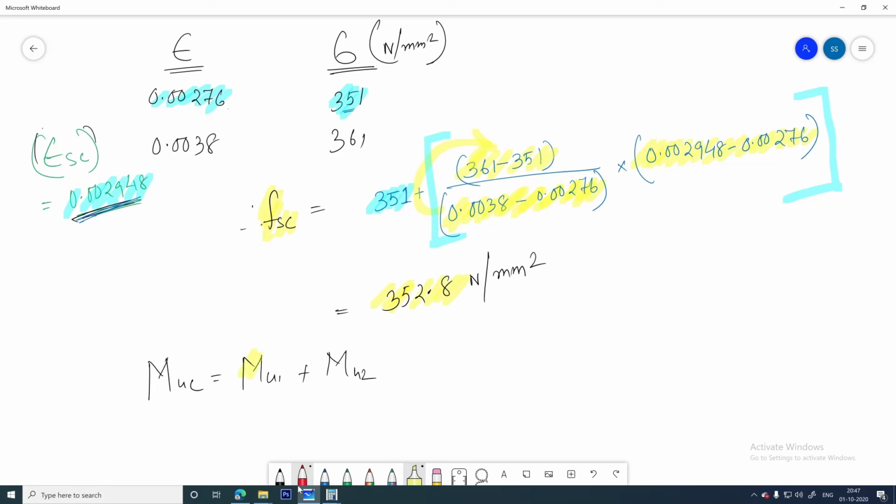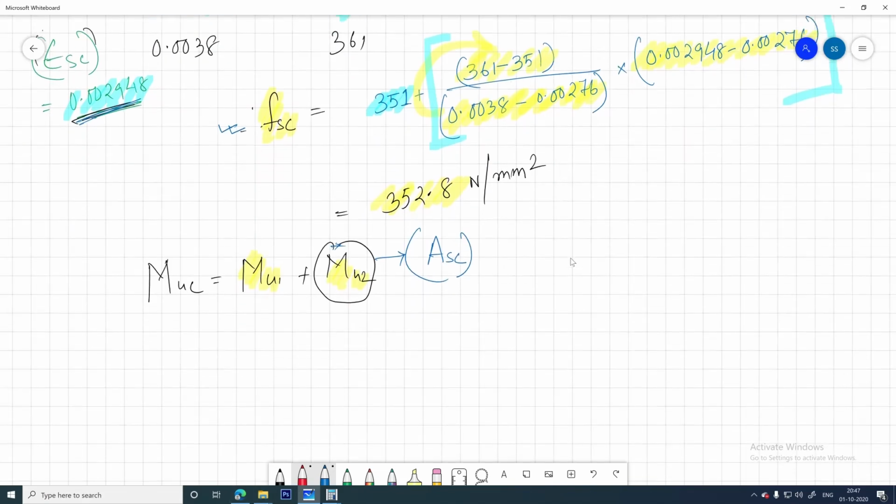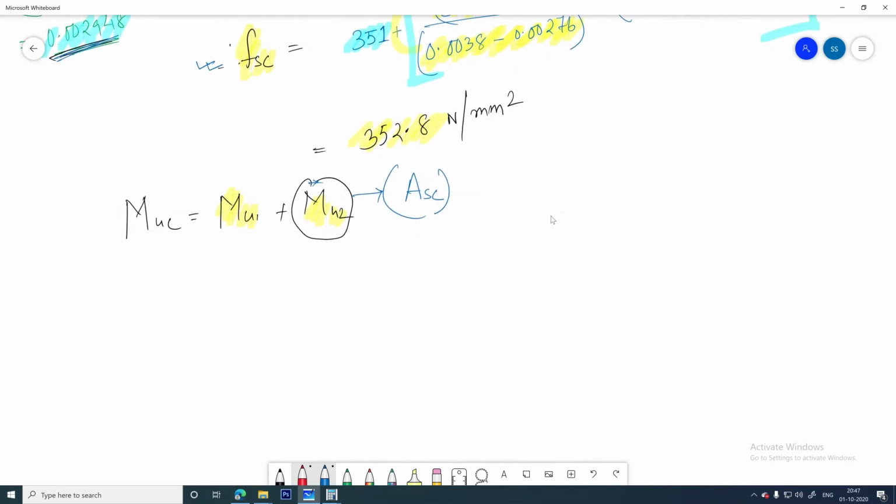Now this MU1 is same as previous one, but this MU2 is mainly due to the effect of this ASC, and now we have determined this FSC as well. Now we can get the value of this MU2. So we can directly put the value of this MU2.